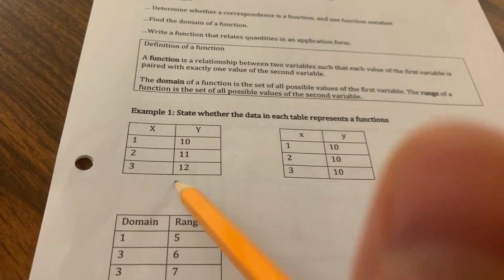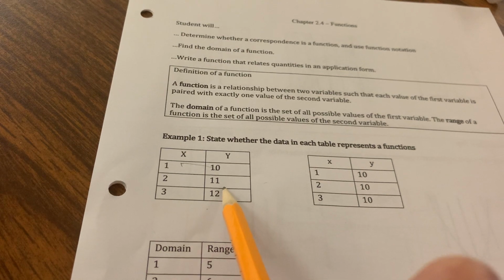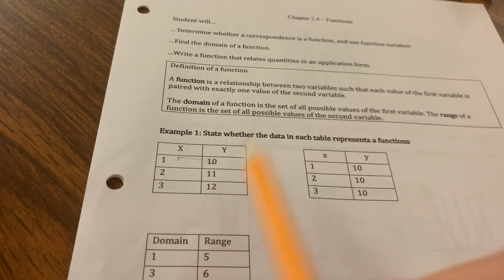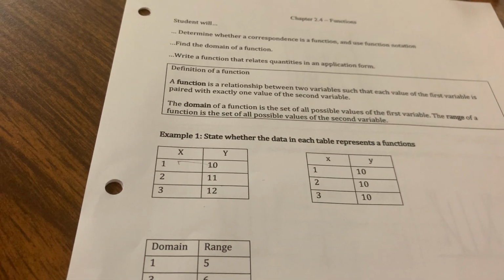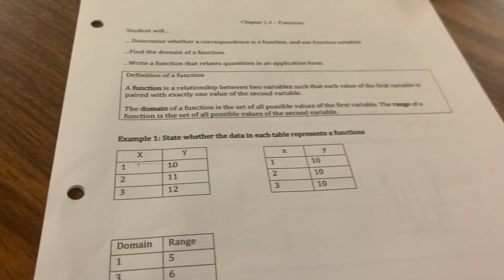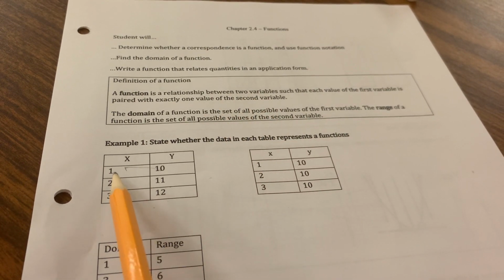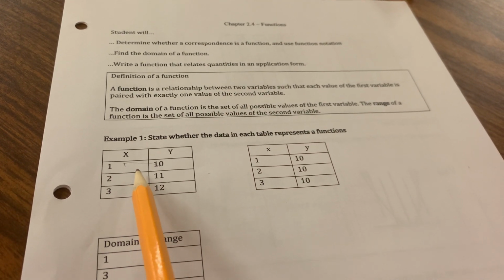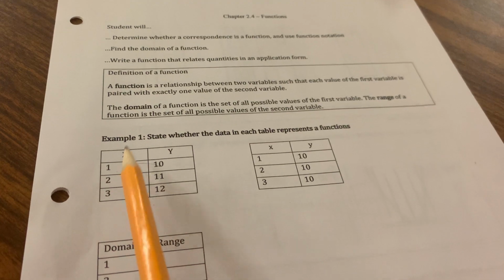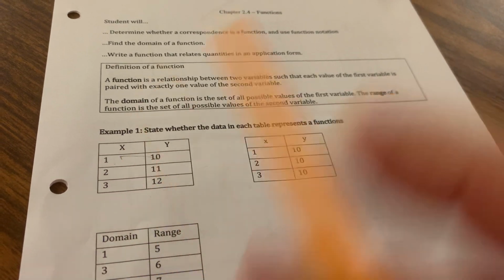So here it's saying 1 is being assigned to 10, 2 is being assigned to 11, and 3 is being assigned to 12. We don't know how they're related, but that's how they're related. So according to the definition, it's a relationship between two variables, yes, such that each value of the first is paired with only one value of the second. Yeah, that's a function.